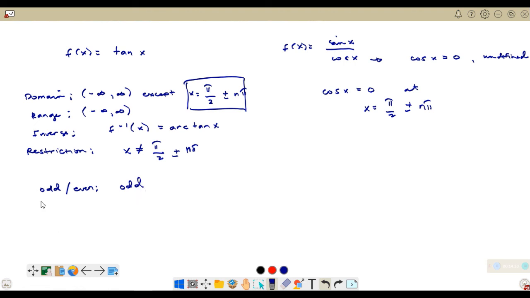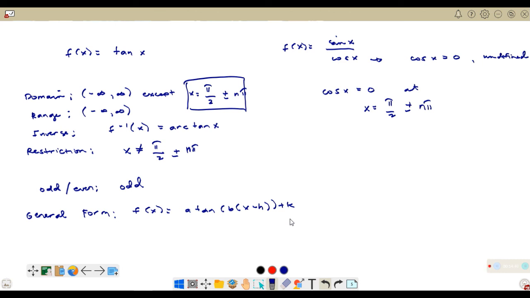And finally, let's talk about the general form. What is going to be the general form of this equation? We have f of x is equal to a tangent b of x minus h plus k. Alright? So that will be it for our discussion on trigonometric functions.